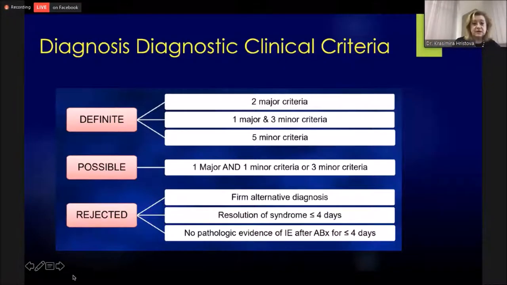For the clinical criteria, we definitely have infective endocarditis when we have 2 major criteria, or 1 major and 3 minor criteria, or 5 minor criteria. It's possible to have infective endocarditis when we have 1 major and 1 minor criterion, or 3 minor criteria. We reject the diagnosis when there is an alternative diagnosis, resolution of the syndrome in less than 4 days, or no pathological evidence of infective endocarditis after antibiotic treatment for less than 4 days.